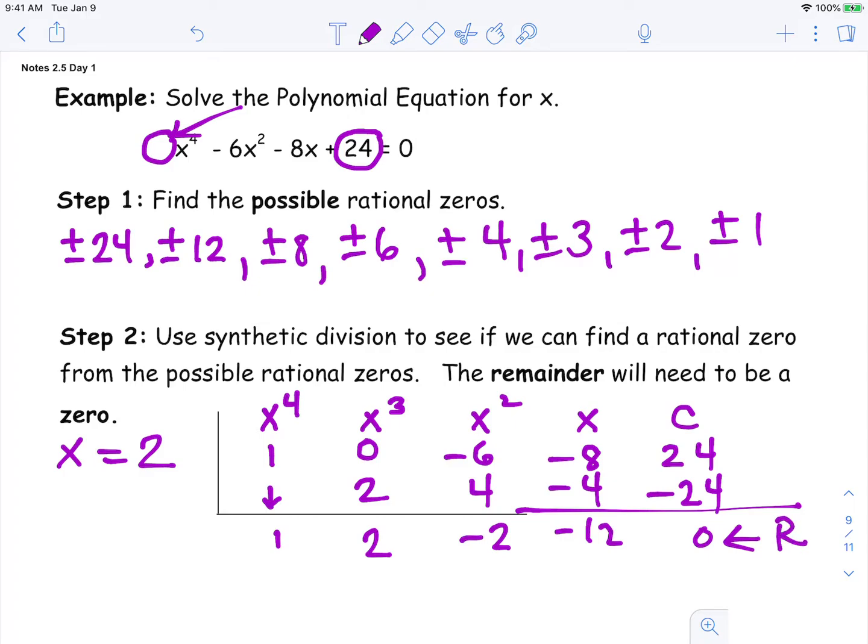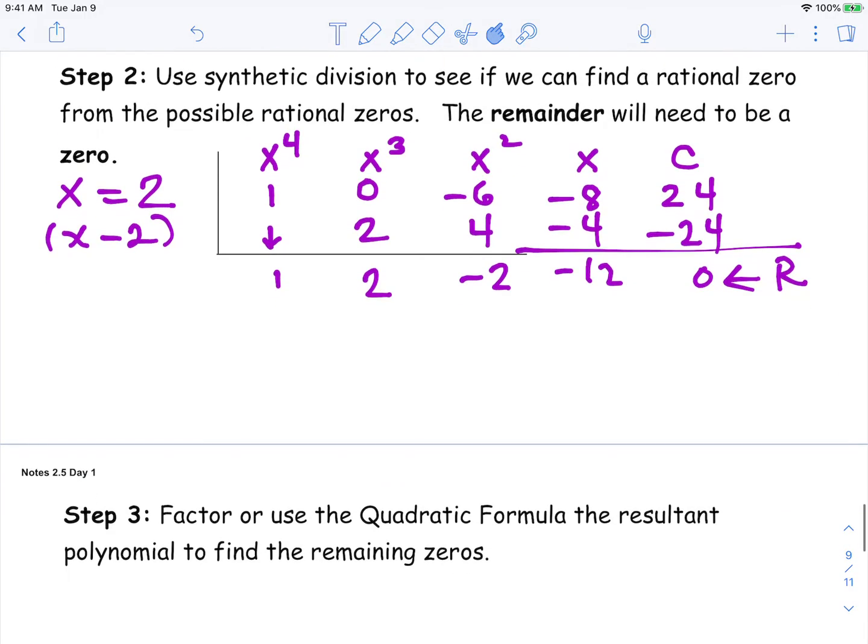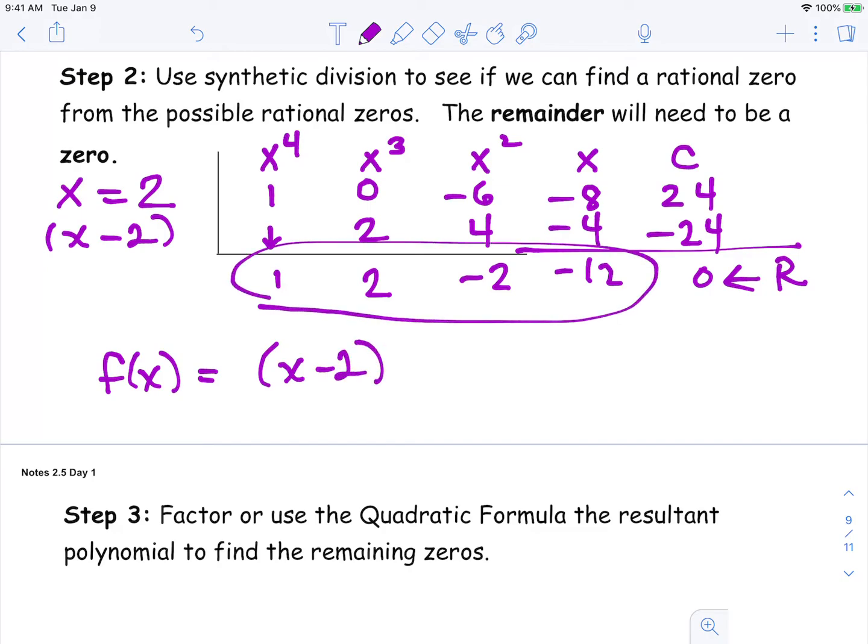So x equals 2 is a 0 of the function. In factored form, it's x minus 2. So I'm going to write the function. X minus 2 is factored out. Here's what's left. It's going to go in the second parentheses. We drop a degree. So now this is your x cubed term, your x squared, your x, and your constant.